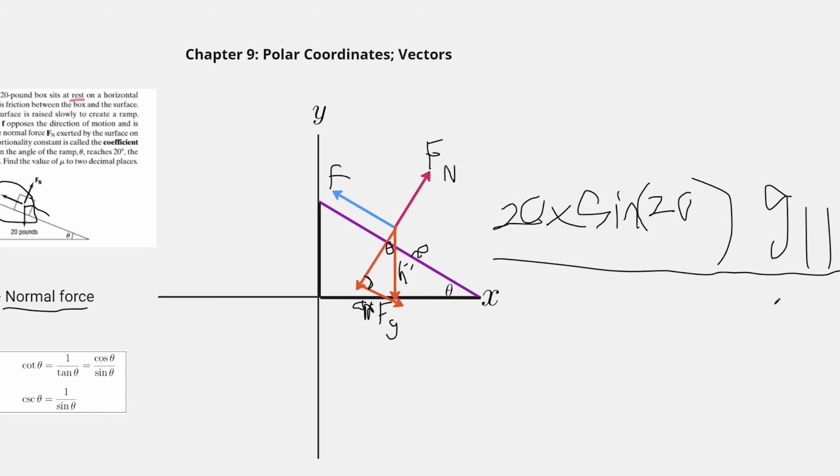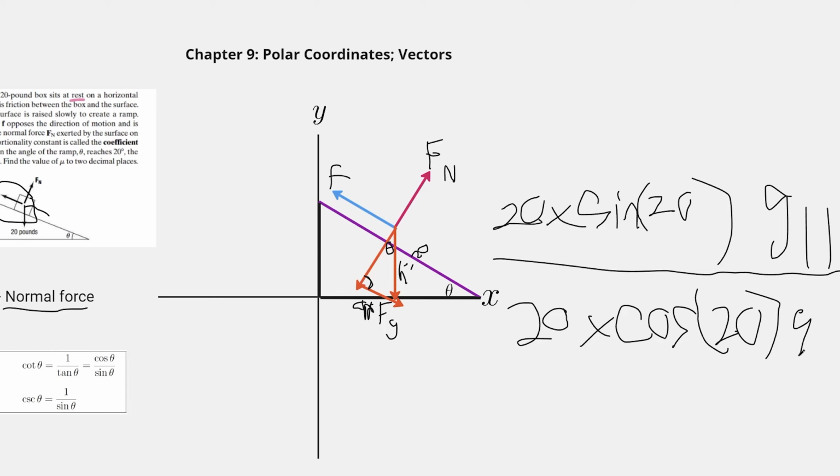That means this will be divided by the normal force down here. We just do the same, but with cosine now. We do adjacent over hypotenuse, which would give you 20 times cosine 20 degrees. That is gravity perpendicular to the ramp. So you see this and this.